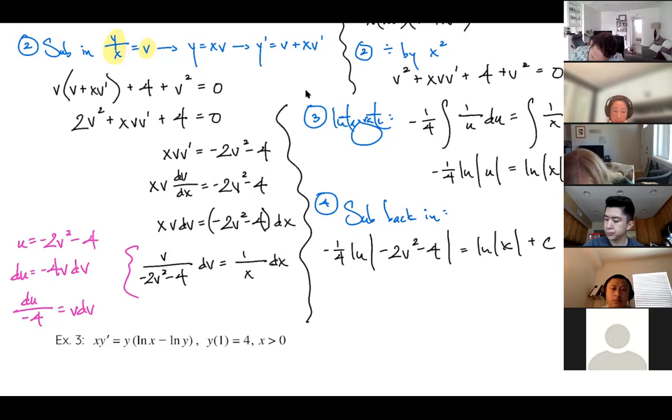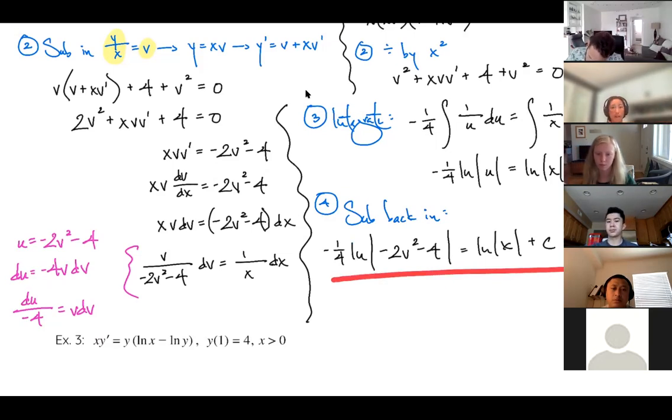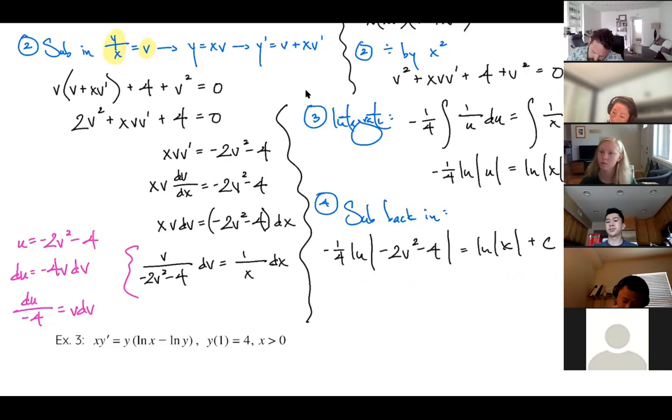Some people like to go ahead and exponentiate both sides, so e to the power of both sides, so that we can get rid of the natural logs, and that is absolutely fine. And if we wanted to do that, what might work out here is, let's do a couple of things. This negative, I'm going to put that on the other side.